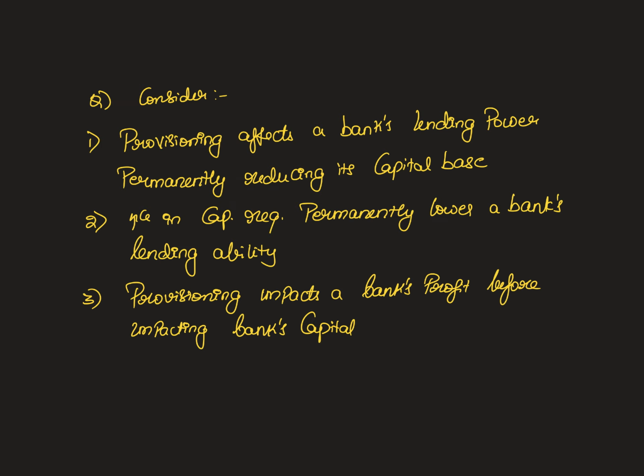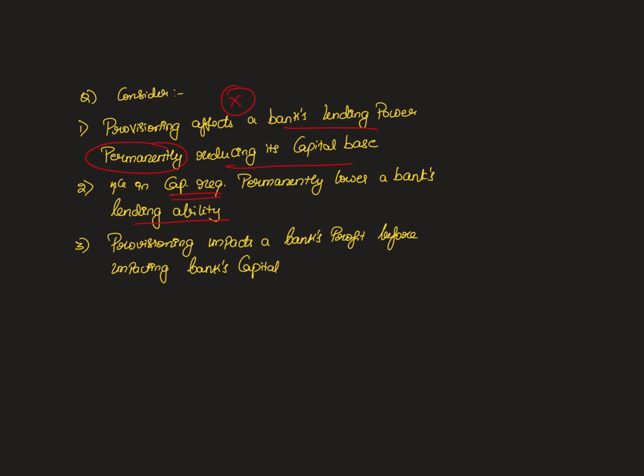Now let's consider this bit. Which of the following statements are correct? Now take a look at this. Provisioning affects a bank's lending power permanently, reducing its capital base. No, provisioning affects only profits, not capital. So this statement is wrong. You've already seen why. Increasing capital requirements permanently lowers a bank's lending ability.